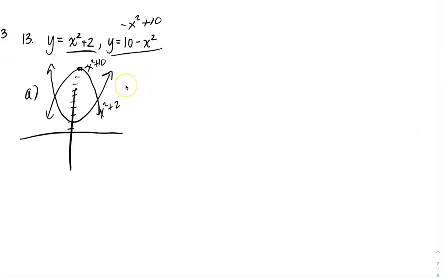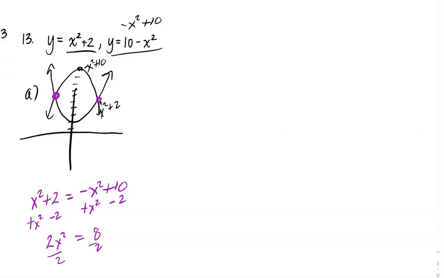Now, if we're going to solve this, it's like when you do area, you've got to find the intersection of these guys. So I've got to figure out where they intersect. The way we find intersections is like we always do: set them equal to each other. Try to get the x on one side and the numbers on the other side. So plus x squared, minus 2. I get 2x squared equals 8, divided by 2. x squared equals 4. Square root, x equals plus and minus 2. So negative 2 and 2.